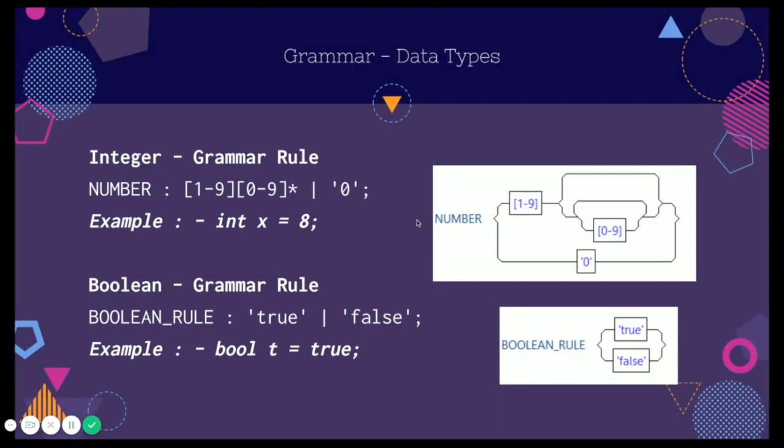Let's start with the grammar details. The first data types are the integer and the boolean data types. Integer data type has been declared as a grammar rule using regular expressions. Boolean grammar rule contains two values, true and false. These are the examples of how we can write the integer and boolean data types in Nirvana.